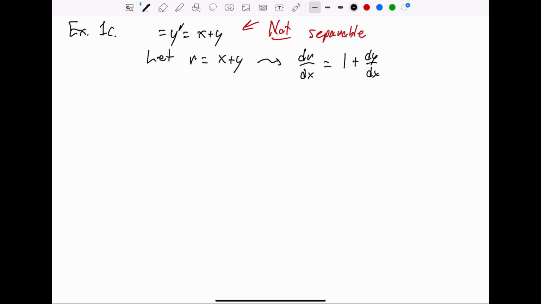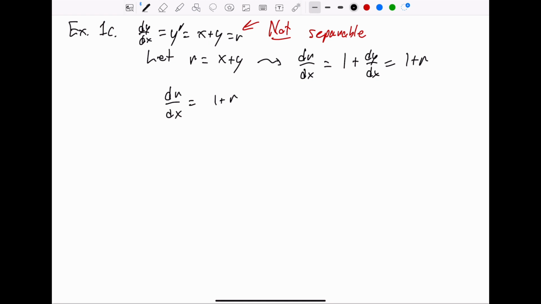Now dy dx, that's y prime. And dy dx originally was equal to x plus y, but we could also say that dy dx equals r because we set r equal to x plus y. So let's trace through this again. We set x plus y equal to this value r, but x plus y was the same as dy dx. So dy dx here we can replace with r. So we can write this as 1 plus r. Now we have this differential equation, dr dx equals 1 plus r.